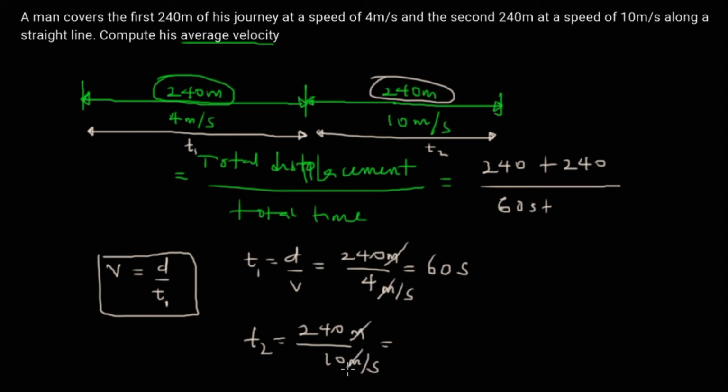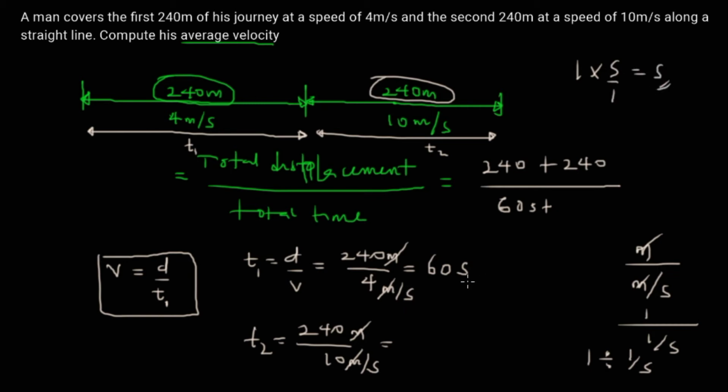So the meter cancels out meter, so that we'll be left with 1 over, the unit in this case is just like dividing m divided by m upon s. So in this case, if m cancels out, then we'll be left with 1 upon 1 over s. So it is like 1 divided by 1 upon s, which is the same thing as 1 multiplied by s upon 1. So it gives us s eventually, and that's why we have s here. So in this case, we'll be left with 24 seconds. As a result, we have 24 seconds.